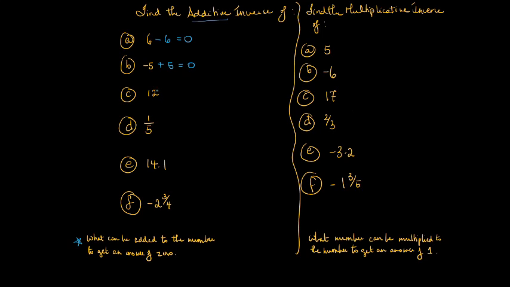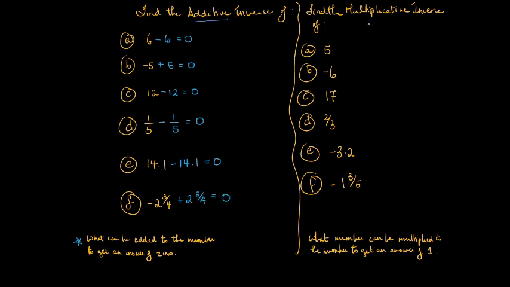Alright, so for 12, you just simply subtract 12. You get 0. Simply subtract a fifth. You get 0 here. Subtract 4.1. You'll also get 0. And then because this is negative, you're going to add it to itself. And you get 0 here.